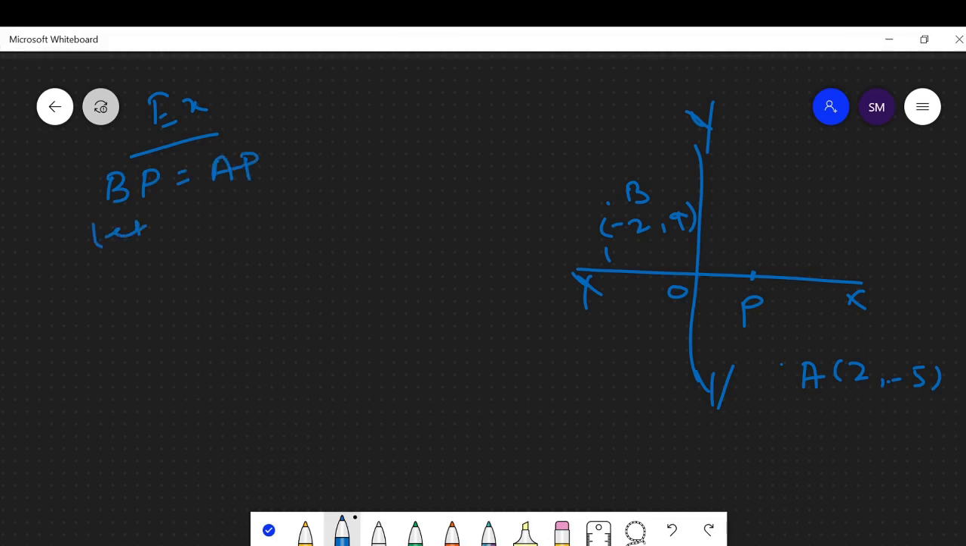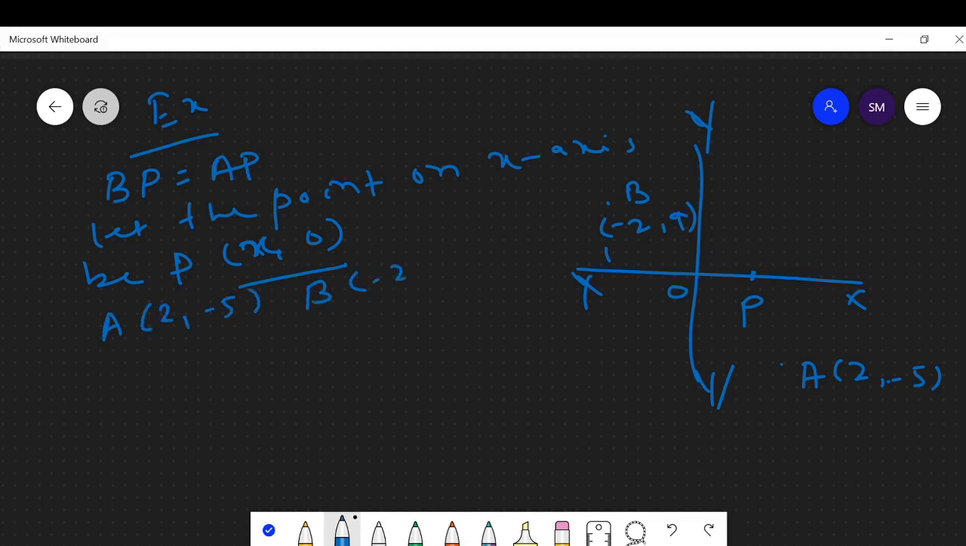Let the point on the x-axis be P with coordinates x and 0, because as this point is on the x-axis, its y coordinate is 0. Let P be the point with coordinates x and 0, the point A is 2, -5 and the point B is -2, 9. As this point is equidistant from A and B, this means BP is equal to AP.